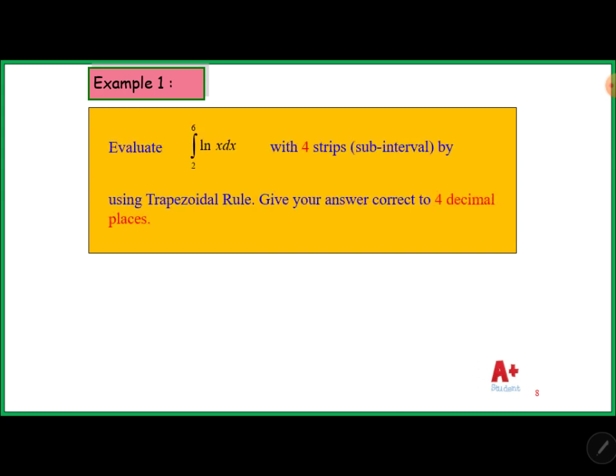So let's do some examples. Example 1. Evaluate the integral of natural log of x with respect to x from 2 to 6 with 4 strips or 4 subintervals by using the trapezoidal rule. Give your answer correct to 4 decimal places. I know that all of you know how to integrate natural log of x, but now we want to evaluate it by using the trapezoidal rule. We have to follow the question.